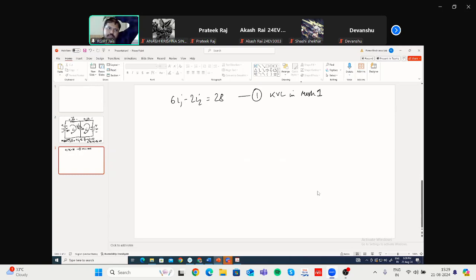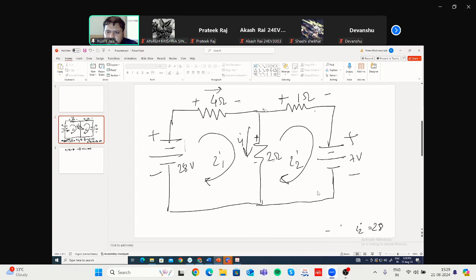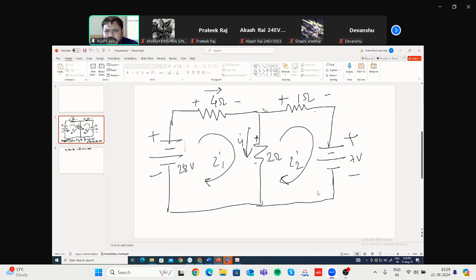Next, in mesh 2, let me write it here. If you have any doubt, please let me know. We'll solve many more examples for this, so no issue. But still, if you have any doubt in how I am writing this equation, please let me know. Again, applying KVL at mesh 2, how will you get it? Okay, first let us start.